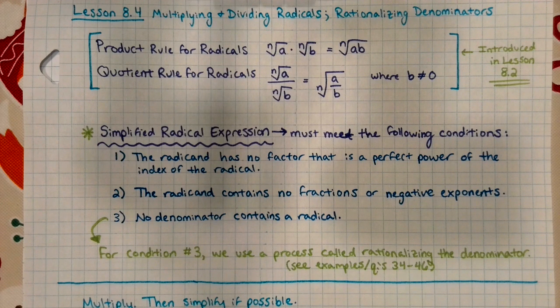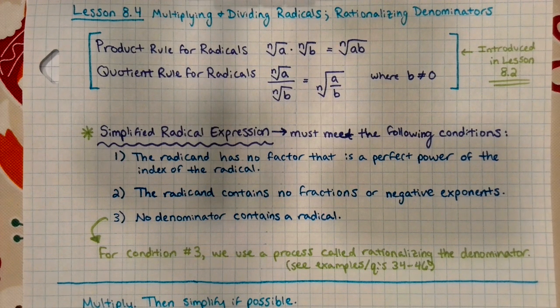So if it does, for condition number three, this denominator containing a radical, that's when we use this process called rationalizing the denominator. And we're going to see examples and questions of that when we get to number 34 through 46 out of the textbook. But rationalizing the denominator helps us to get rid of the radical and therefore get this simplified radical expression.